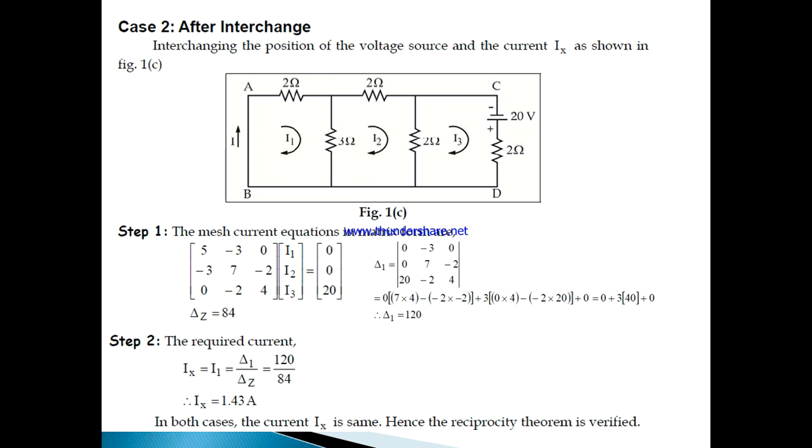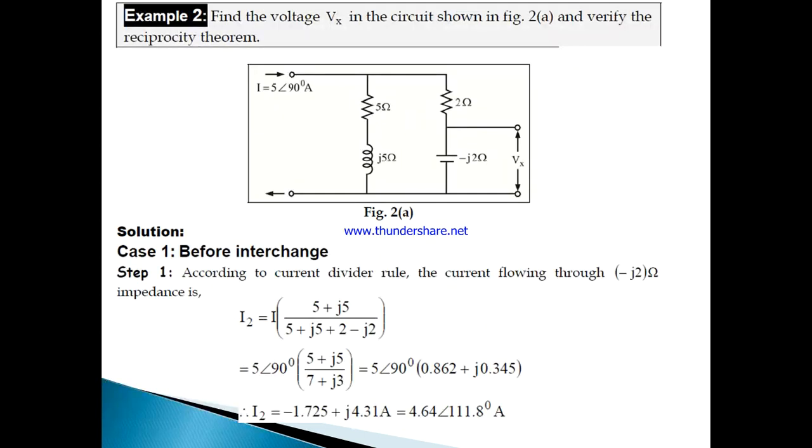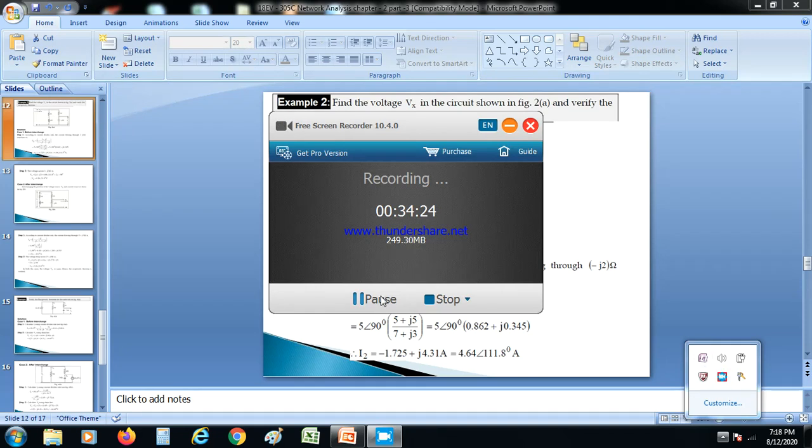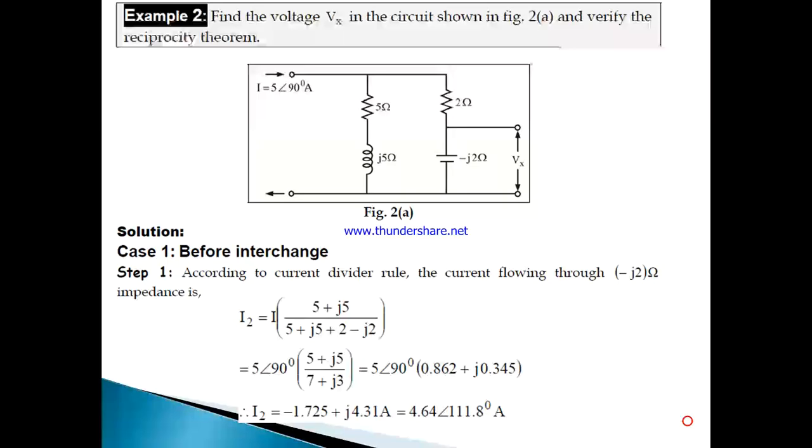Now this is in the case of DC circuits. Let us discuss some more problems on AC circuits. So if you observe here, in example 2 we are now discussing an AC circuit. Now consider example 2. This example 2 is taken on AC circuits.